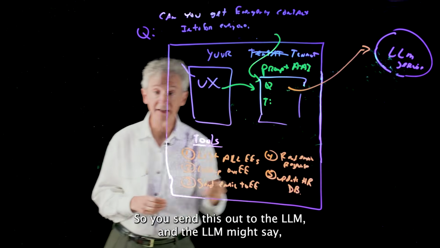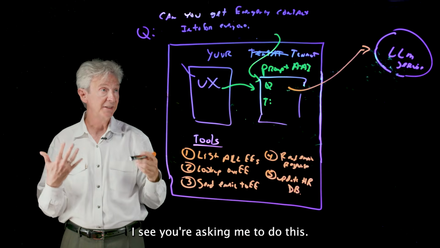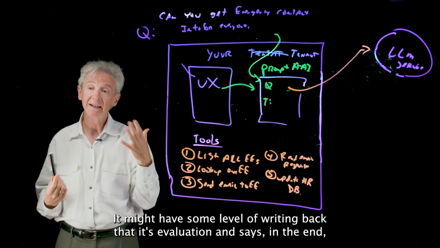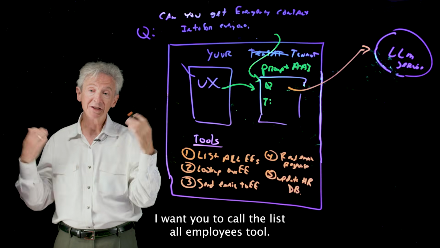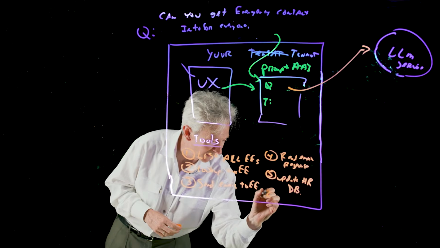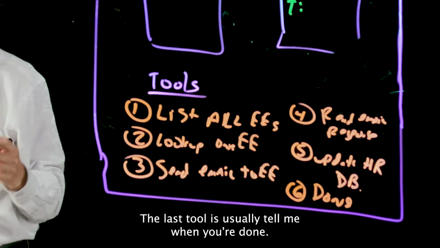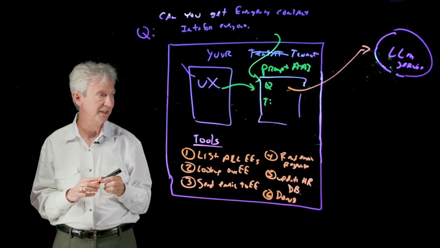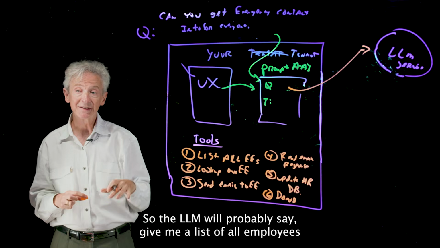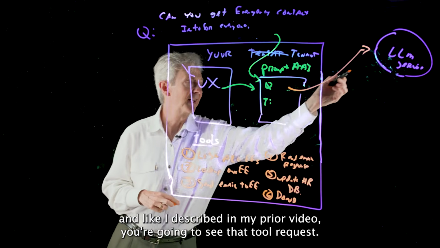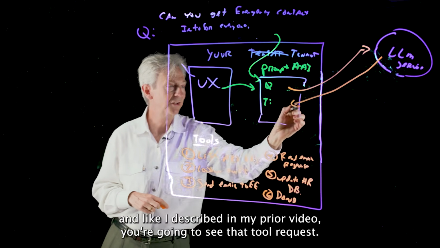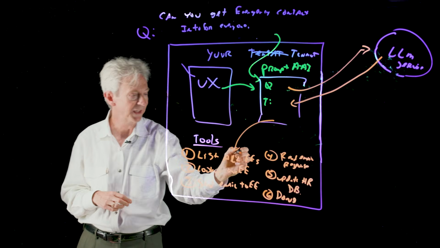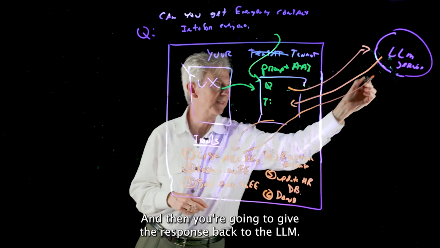So you send this out to the LLM, and the LLM might say, I see you're asking me to do this. It might write back some evaluation, and says, in the end, I want you to call the list all employees tool. Actually, there's usually one more tool. The last tool is usually tell me when you're done, which isn't quite a tool, but just a specific, I'm done with this task. So the LLM will probably say, give me a list of all employees. And like I described in my prior video, you're going to see that tool request, call the tool in your little Agentic AI system, and then give the response back to the LLM.